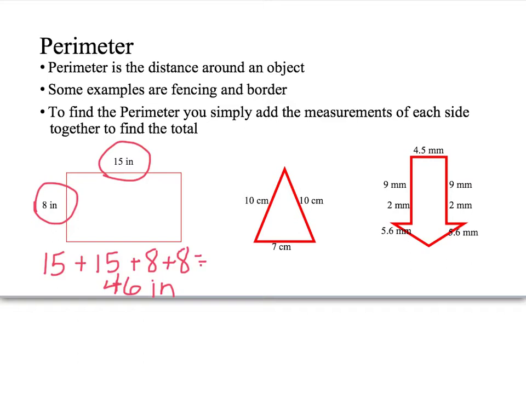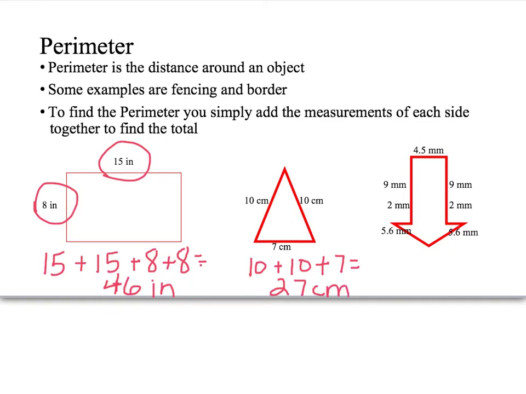For the triangle, there are 3 sides, so you need to make sure you add all 3 numbers. You're going to add 10 plus 10 plus 7. When you do all that, you should get 27 centimeters.